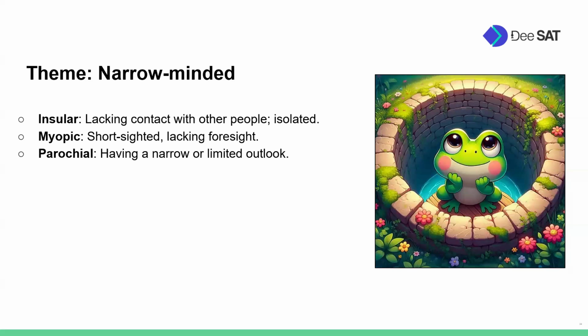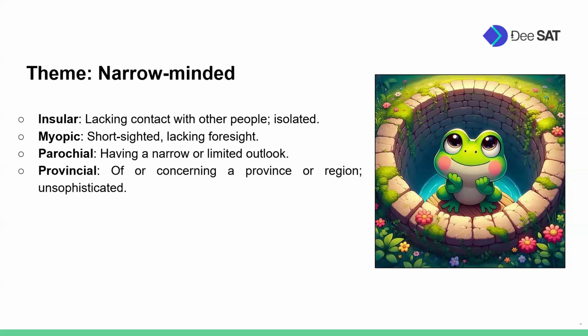Parochial, again, a person who has a very narrow or limited outlook. Provincial comes from the word province, which is again a small region of a larger entity, maybe a country. Something which is concerning a province or region, and it doesn't necessarily have to be geographical. It could also be in terms of your mental faculties, something unsophisticated.